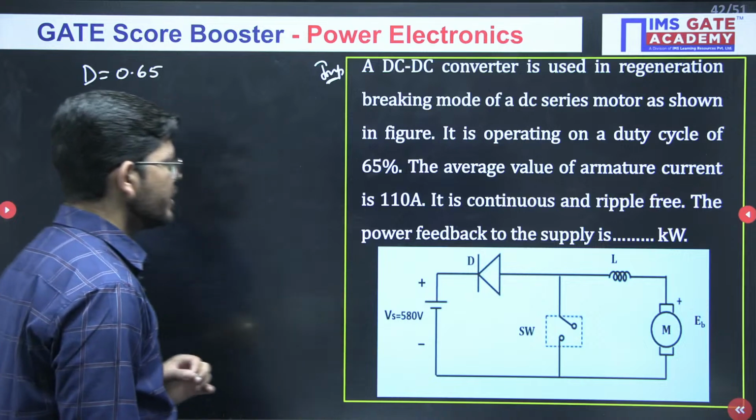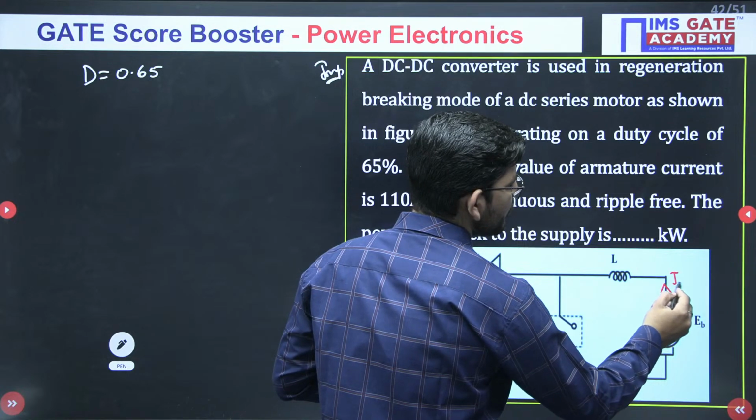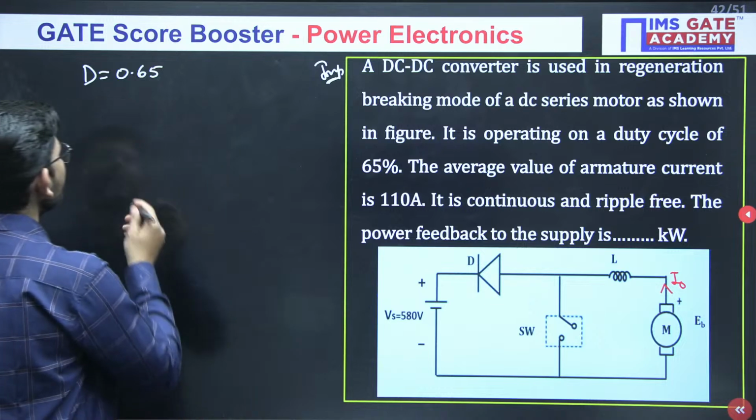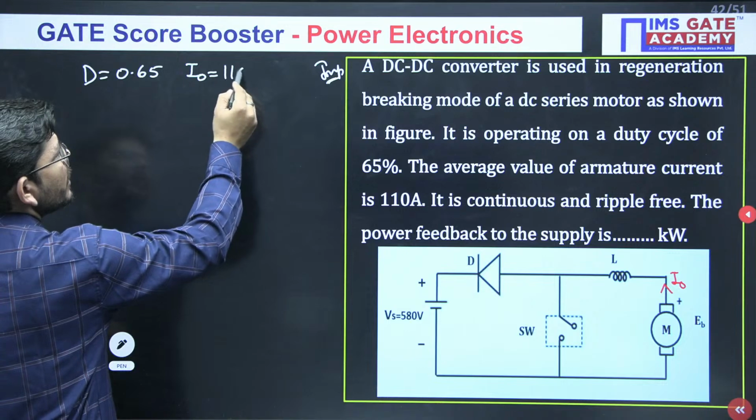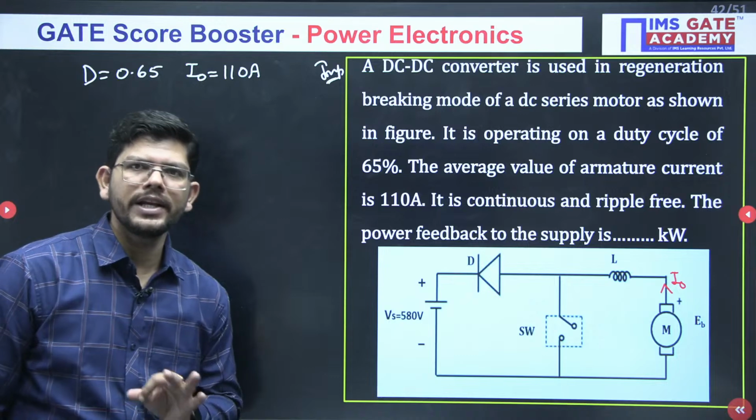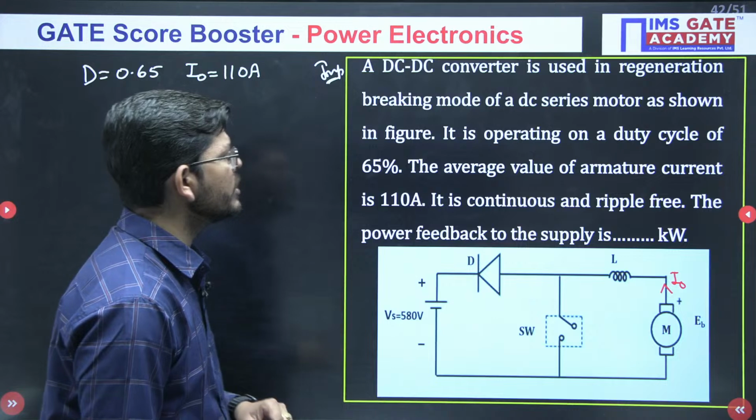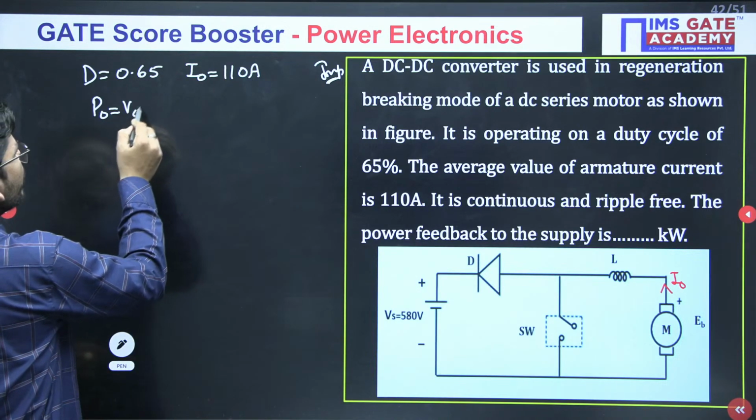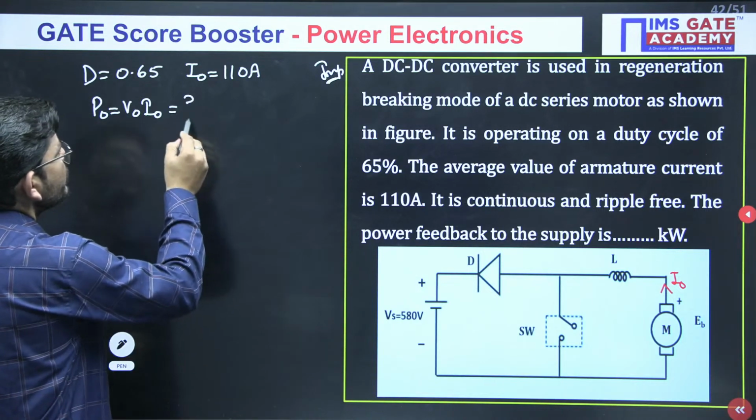The average value of armature current is, this is your armature, and the motor you are using in regenerative mode, so power is getting fed back to the source. So the average armature current is basically the average load current given to you, which is 110 ampere. It is continuous and ripple free, so we can assume constant operation. What will be the power fed back to the supply? You have to calculate V0 into I0. What will be this value?